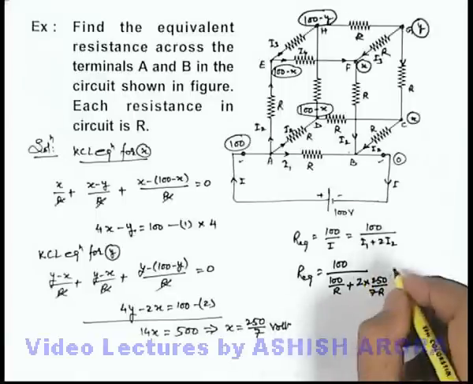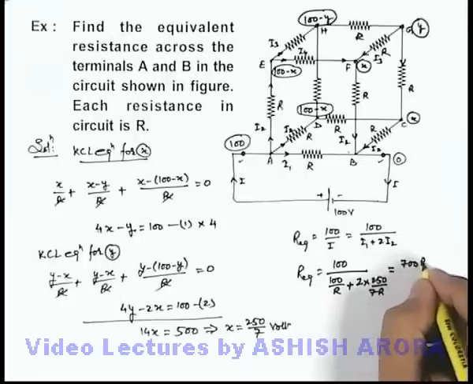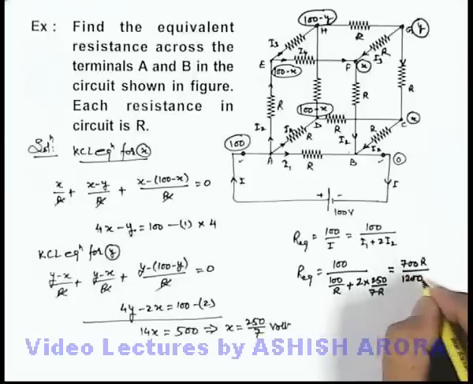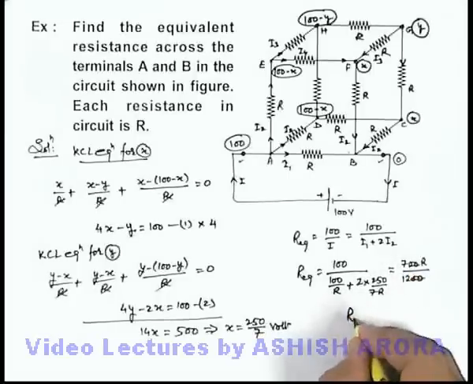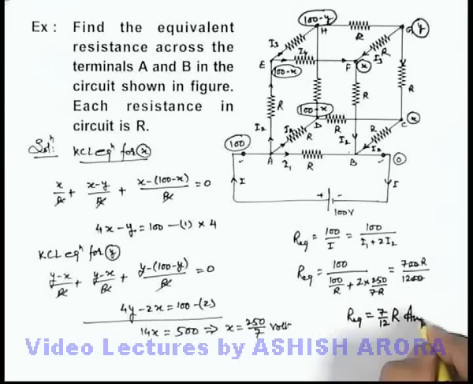So here we are getting the final result to be 700 R divided by 700 plus 500, it is 1200. So the final equivalent resistance across terminals A and B we are getting is 7 by 12 R. That is the answer to this problem.